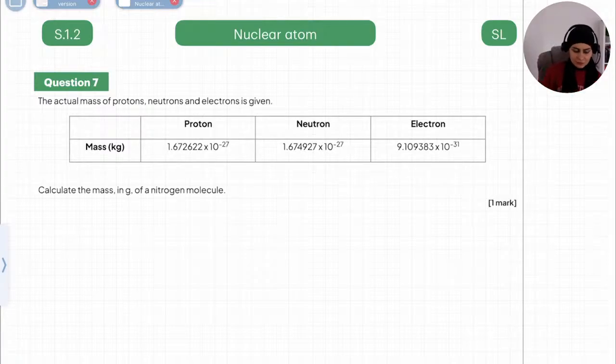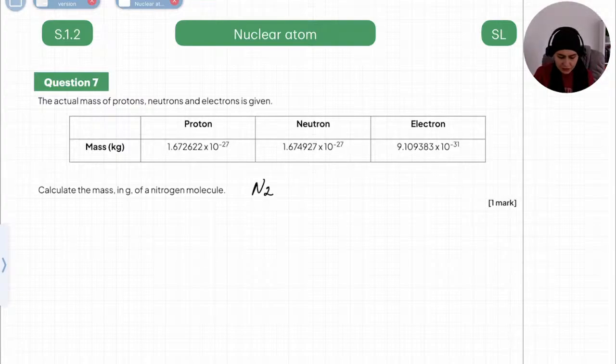Okay, what's a nitrogen molecule? That's pre-IB knowledge, like GCSE or MYP knowledge. You need to know that a nitrogen molecule is N2. Yeah, so some molecules are diatomic: N2, H2, O2, Cl2, Br2, I2, F2, maybe something else which I forgot to mention, but nitrogen is N2.